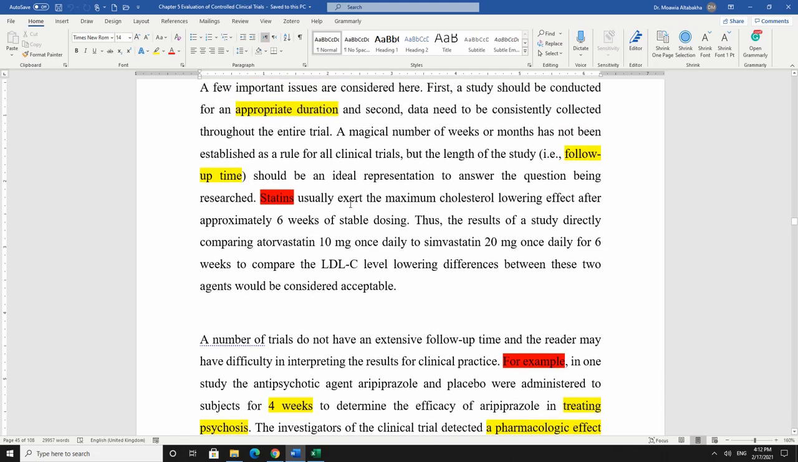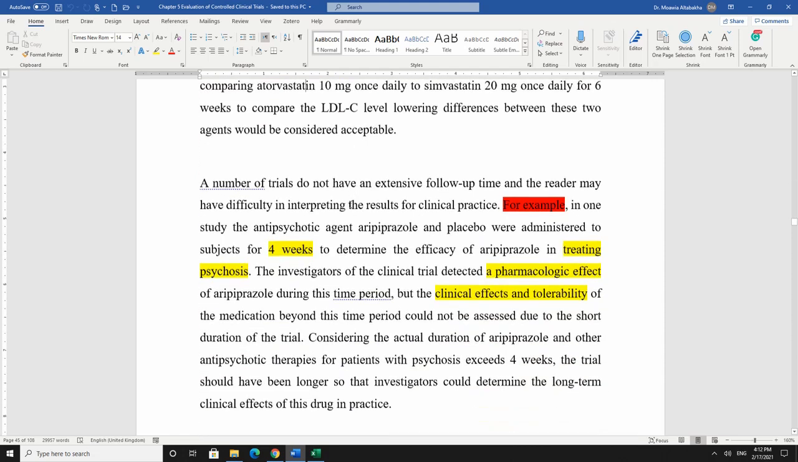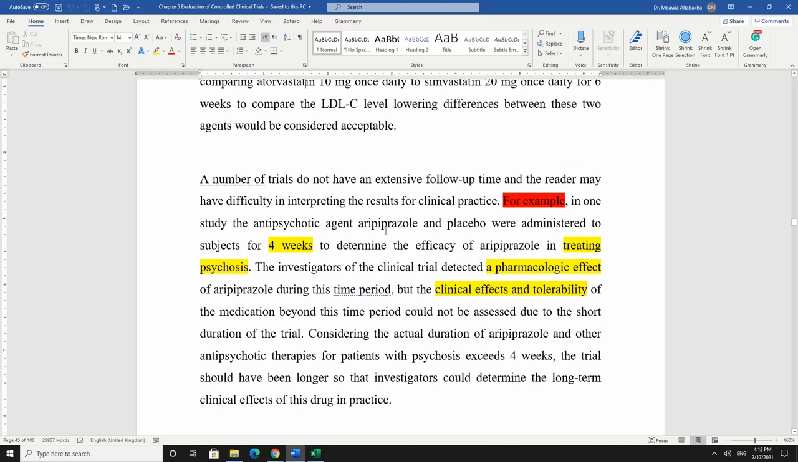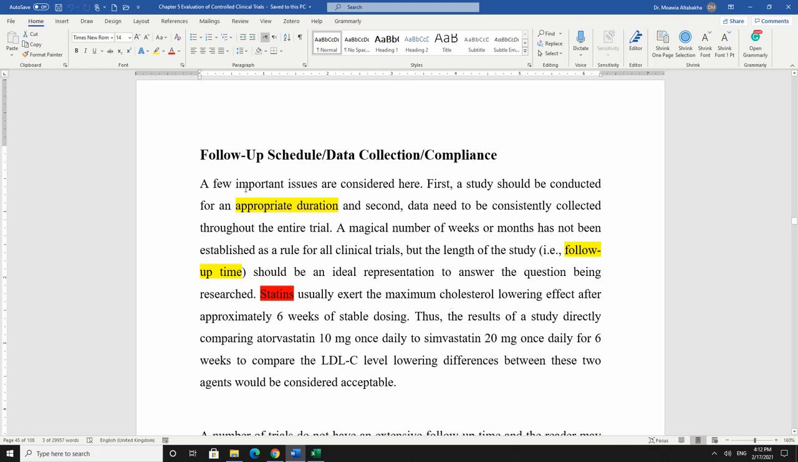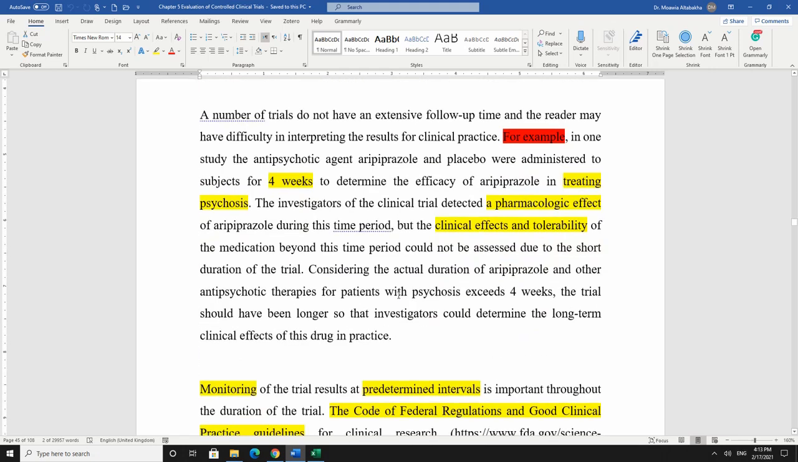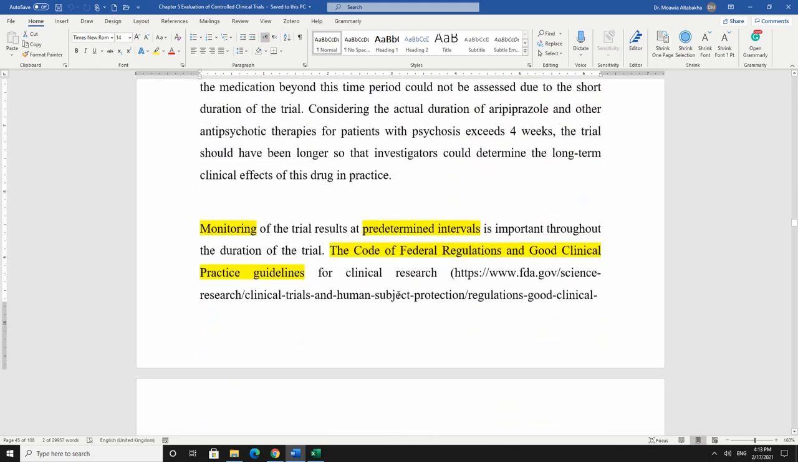Okay, of course it should not be very long. Okay, if we go to another drug which is used for the treatment of psychosis, which is aripiprazole, if the investigators only tried for 4 weeks, they cannot judge if it has clinical benefits. In 4 weeks, they can only judge if it has any pharmacological effects. So what I mean to say is that there should be an appropriate duration to allow adequate measurement of the endpoints and for the events to be occurring.